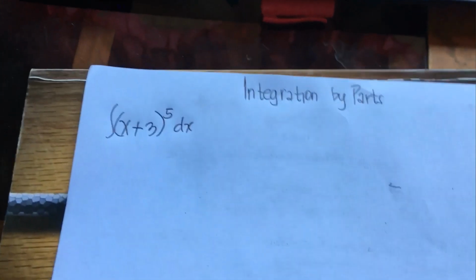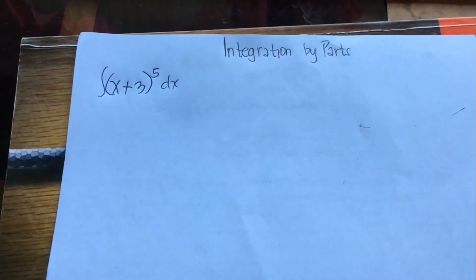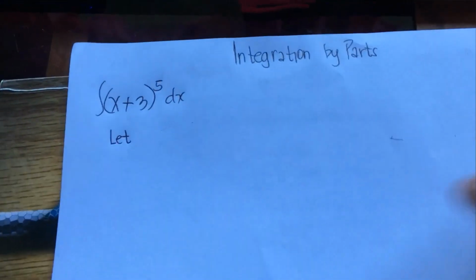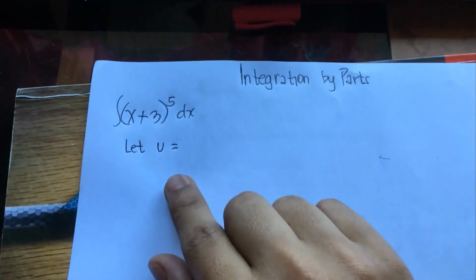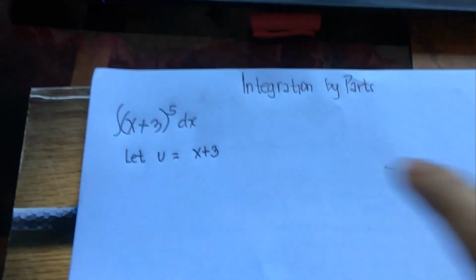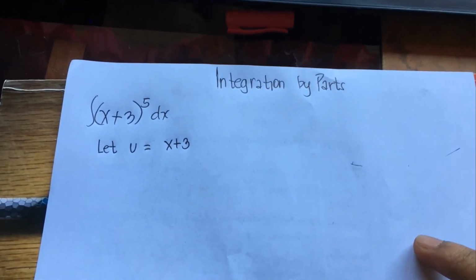So, this is the process of integration by parts. Listen carefully and watch this process. You are going to assume: let u be equal to x plus 3, our base. Let u is equal to x plus 3.